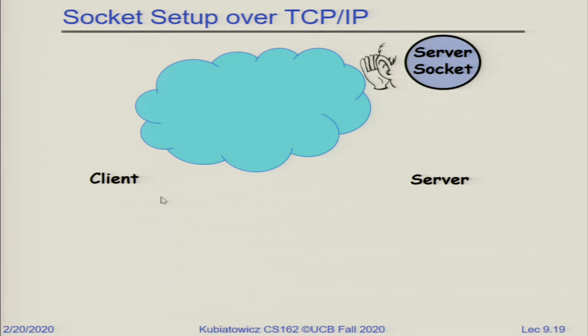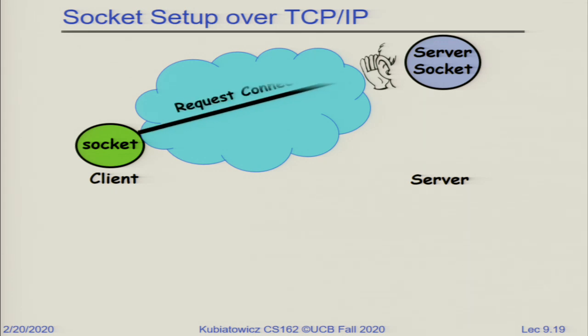Here's a client. Let's suppose the client's trying to talk to the web server. It knows that the server socket's got an address, 128.32.161.43, I just made that up. And it knows that it's a web server, so it's port 80. So the client generates a socket and requests a connection to that IP address and port combination. The server socket says, I hear somebody requesting. I'll accept it.